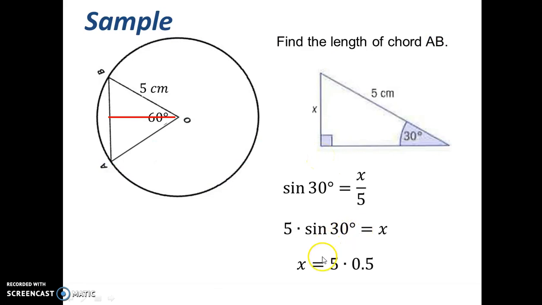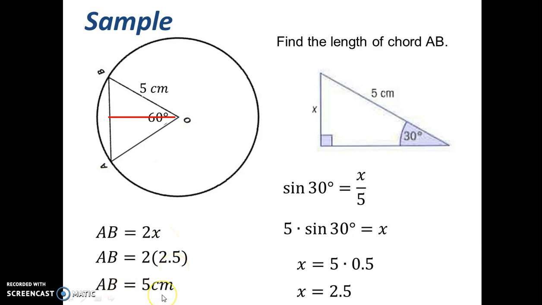So again, x equals 5 times sine of 30. And sine of 30 was just 0.5. And that equals 2.5. 5 times 0.5 is 2.5. All right, so that means x is 2.5. Here you may notice that AB, the chord, which is the original goal, is actually x here and x again. So it's going to be double x, right? This part and this part. So AB is 2x. That means AB is 2 times 2.5. That means AB is 5.